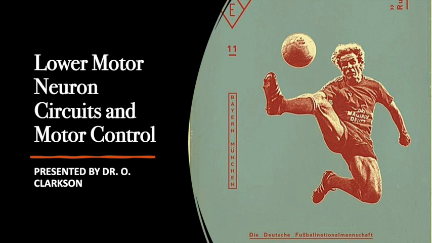Here's some information from your textbook that you might find valuable, but I'm not going to go into full detail here. It's just talking about the distribution of motor neurons in the spinal cord. We're going to talk about that in a second anyways, so that's just FYI information.